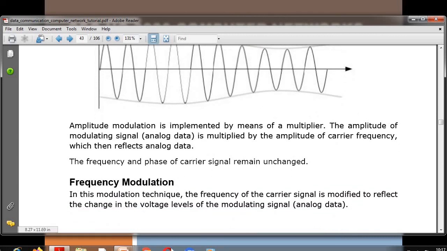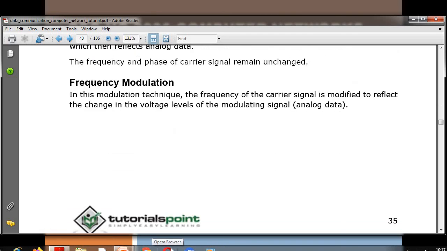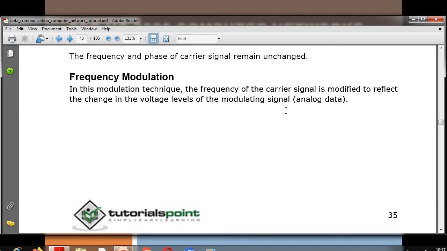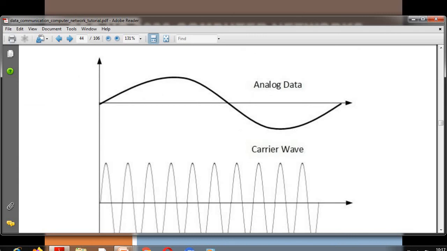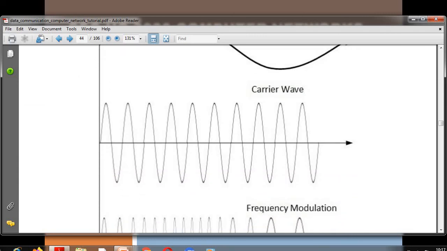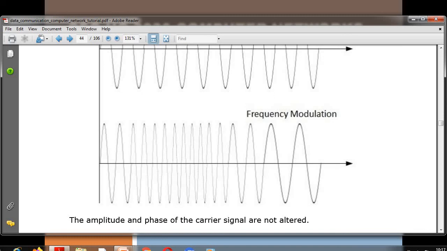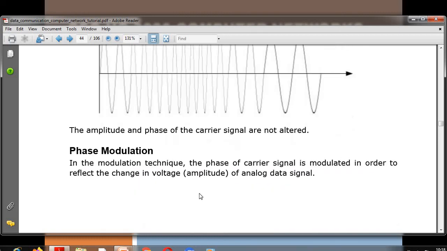Now, frequency modulation. In this modulation technique, the frequency of the carrier signal is modified to reflect the change in the voltage level of the modulating analog signal or analog data. So here the analog signal is this, the carrier wave is this, and again we combine. If we apply frequency modulation, you see this frequency is different and this frequency is different, so the amplitude and phase of the carrier are not changed.